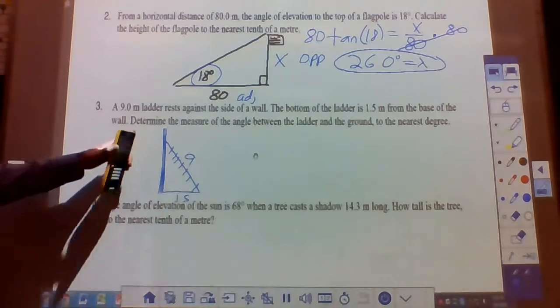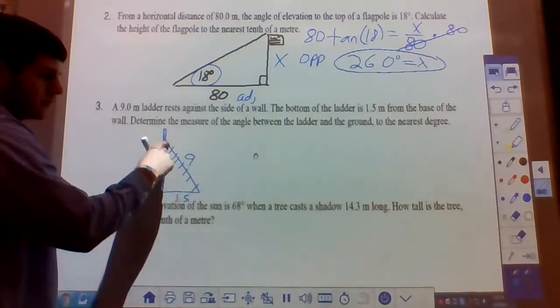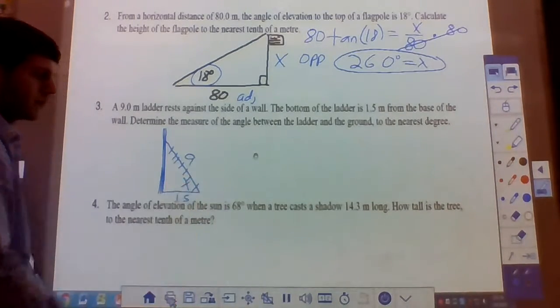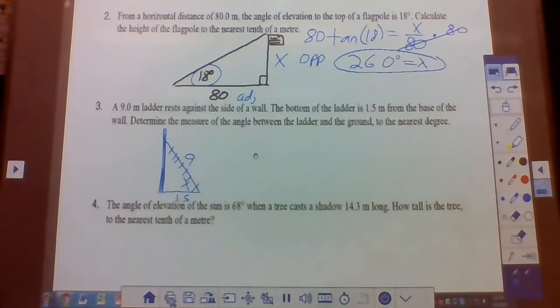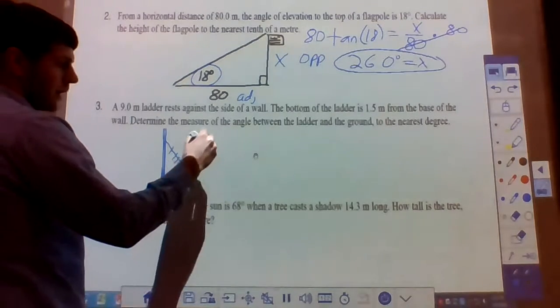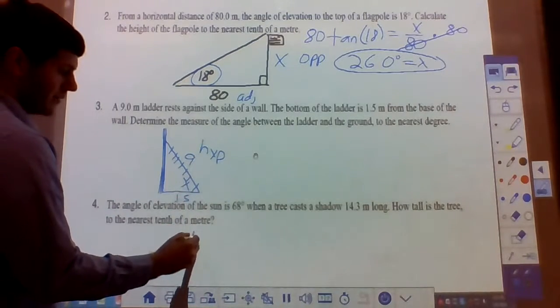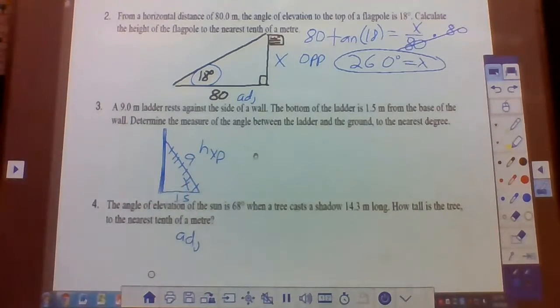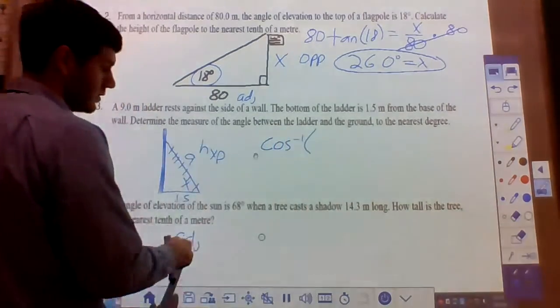The base, determine the measure of the angle between the ladder and the ground. So here's the ground, here's the ladder, so we want to find this angle. We'll call it x. Okay, for solving for an angle, we're using the inverse trig functions. So here, again, let's label our parts. So this is hypotenuse. Okay, this down here is adjacent because it's next to the angle in question. Okay, so if we have hypotenuse and adjacent, we're going to use cosine. We're solving for an angle, so it's inverse cosine. So inverse cosine and adjacent over hypotenuse.